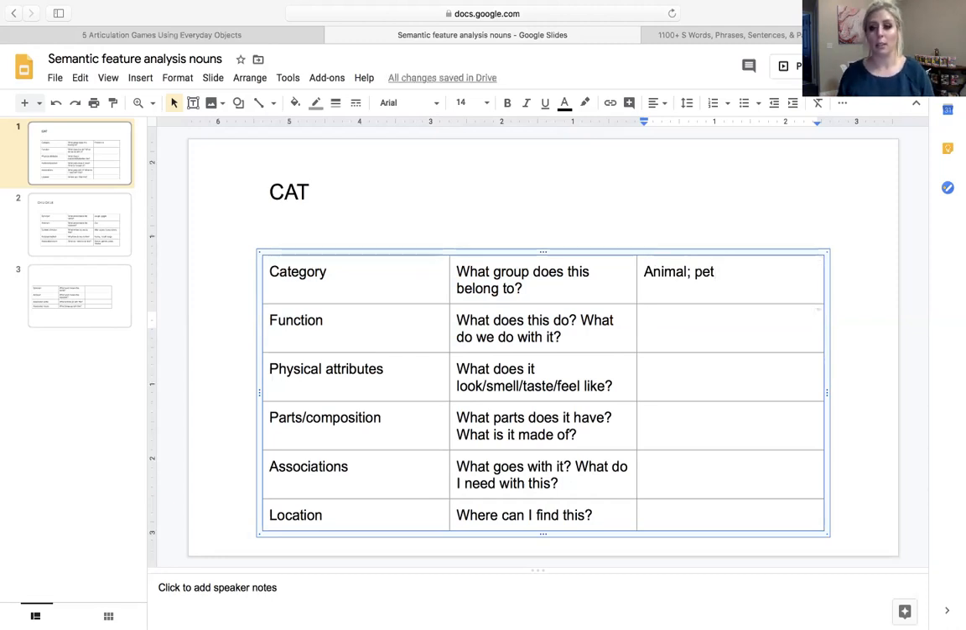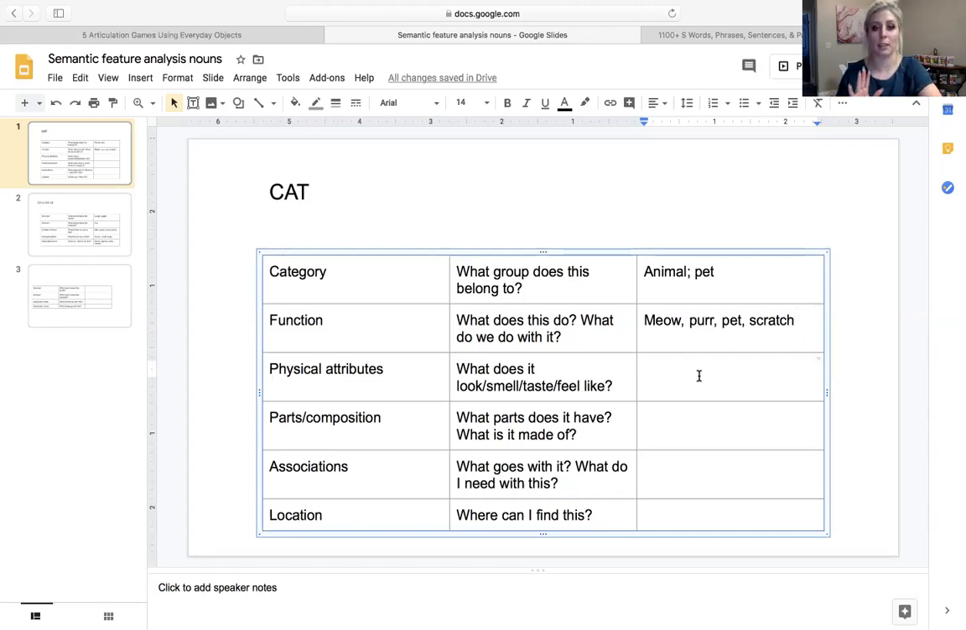So the function, what does this do? What do we do with it? When I have animals, especially animals that we know the sounds for, like a cat meows or a cow goes moo, a dog barks, I like to put the sounds. What else does a cat do? A cat might purr. We can pet a cat. Let's see, what else does a cat do? They scratch up all my furniture. Well, not mine, I don't have a cat. And that's all I can think of right now off the top of my head.